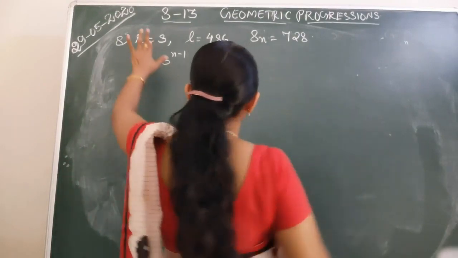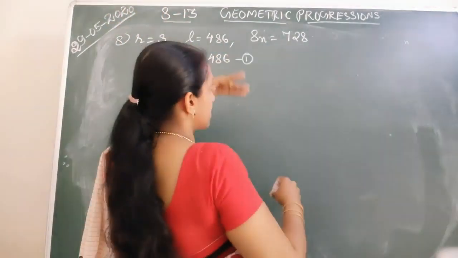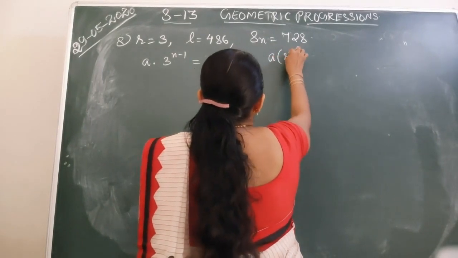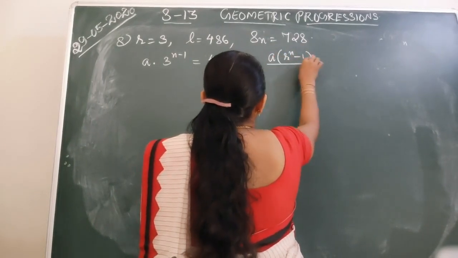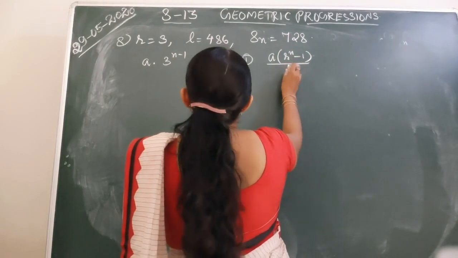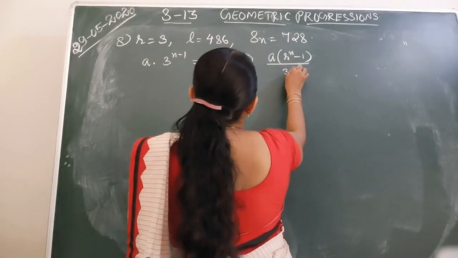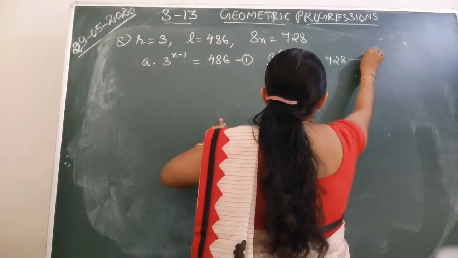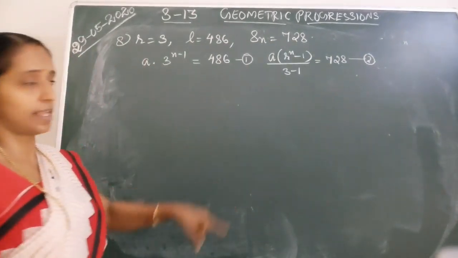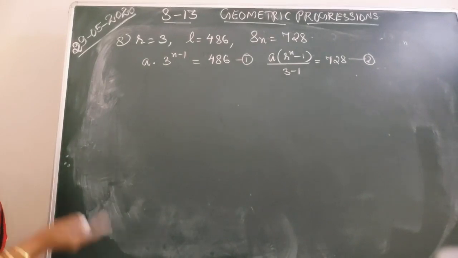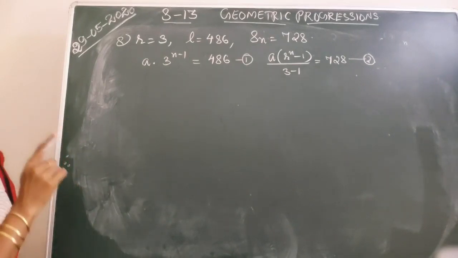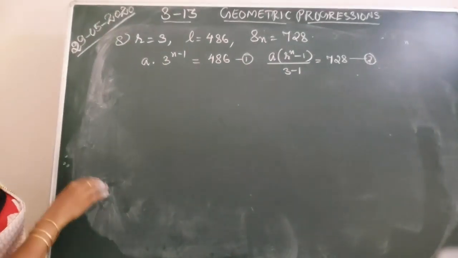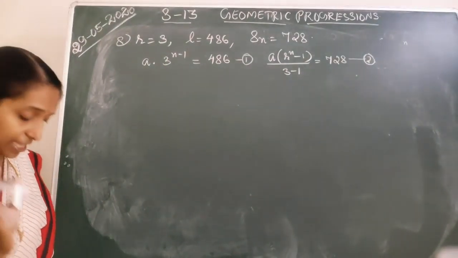And R is greater than 1. So you can substitute the first formula. A into R to the power n minus 1 upon R minus 1. That is 3 minus 1 is given as 728. Second equation. R is 3. Right? Same what we have seen, you have to calculate here also the first term. That means we have to find the value of A.